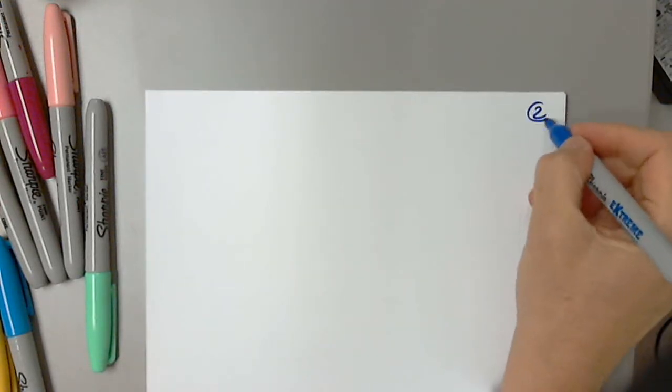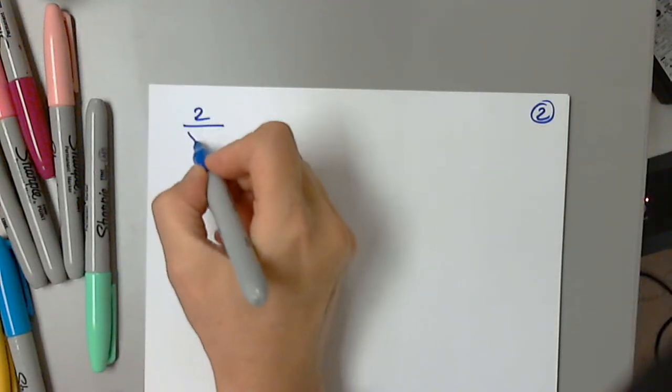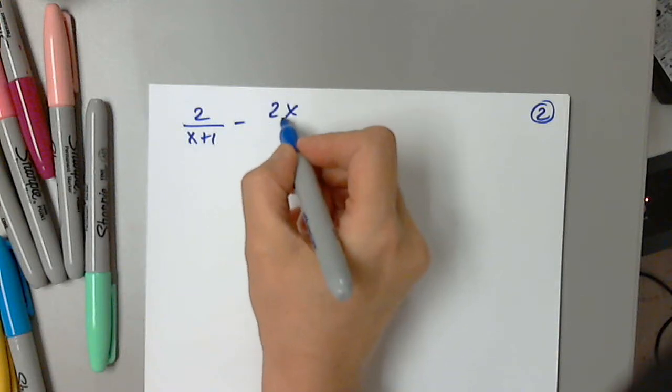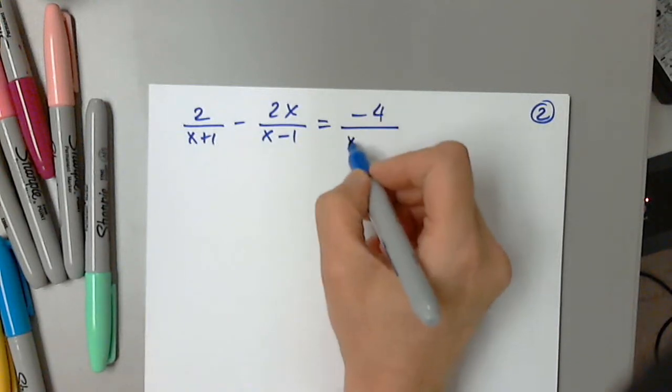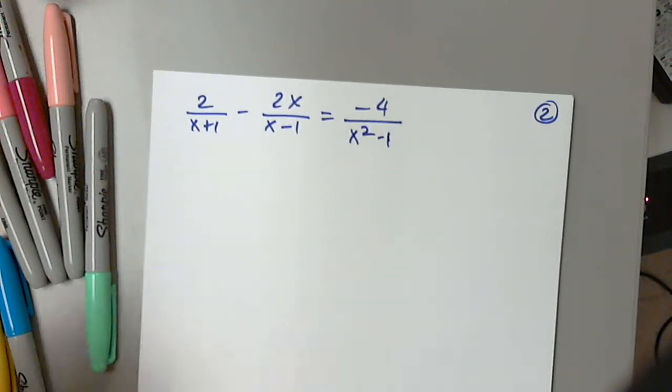It's just number 10 on the handout, I don't get it. Oh, yeah. On the handout. Let's take a look. I don't get what this is. Yes, let's take a look. Number 10 on the handout. Good. So 2 over x plus 1 minus 2x over x minus 1 equals negative 4 over x squared minus 1.